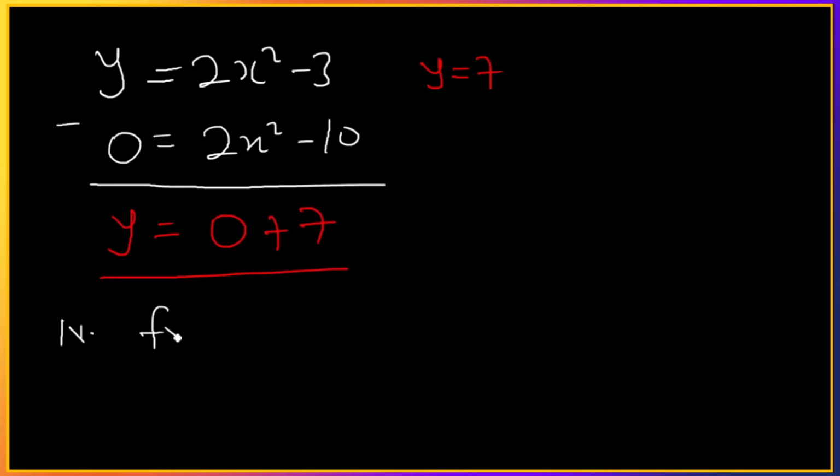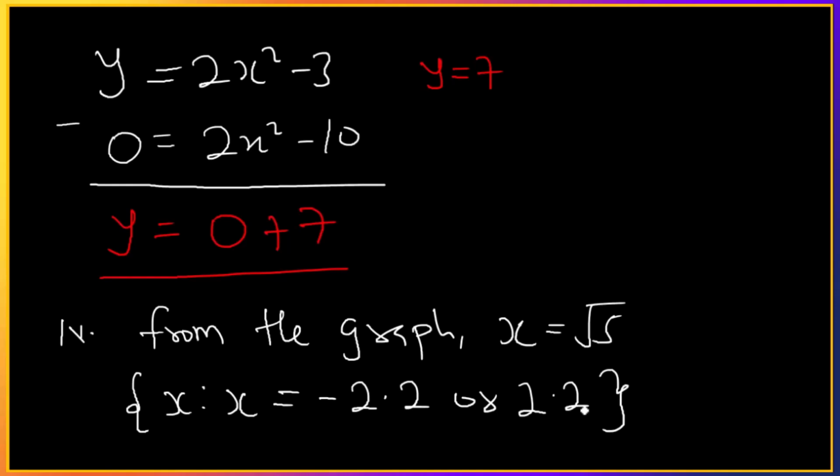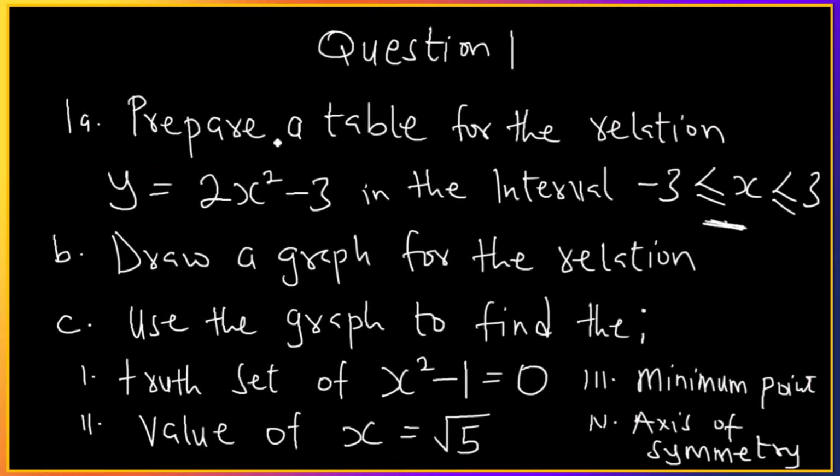Now the last aspect of the question. So from our graph, x is equal to root 5, and these are the roots. X is such that x is equal to negative 2.2 or positive 2.2. So these are the solution sets to our question.